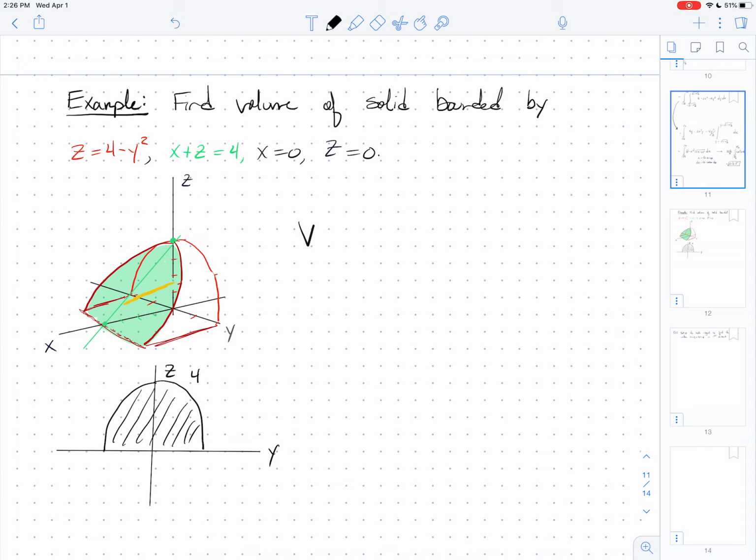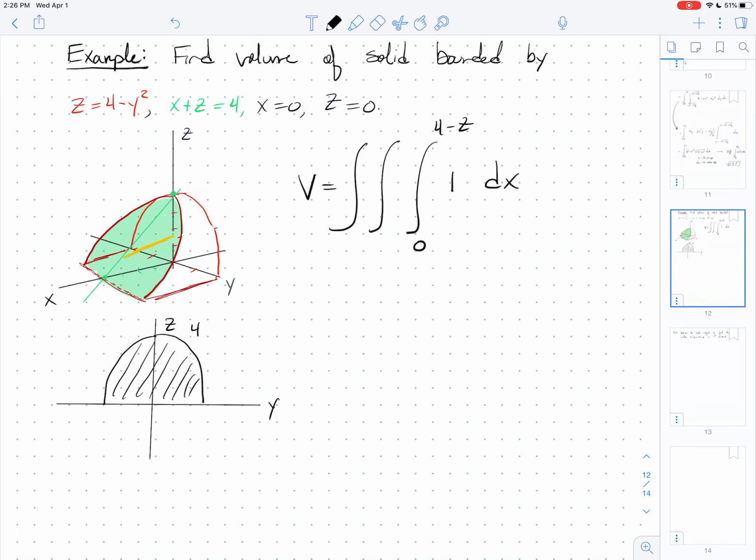All right, so here we go. So the volume that we want is going to be a triple integral. Okay, I'm cutting, first cut always is in the solid. So I'm doing x first. So I'm going to have a 1 dx, and my x is going from 0, x equals 0, out to this plane. If you solve this equation for x, you get x equals 4 minus z. So x goes from 0 to 4 minus z. That's the first setup. Now you get to pick the next part, the next two, your choice.